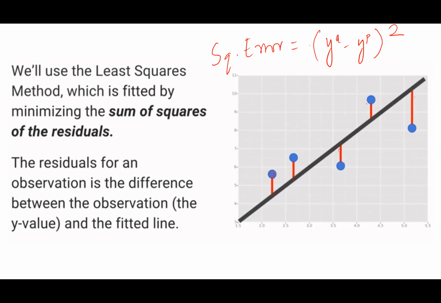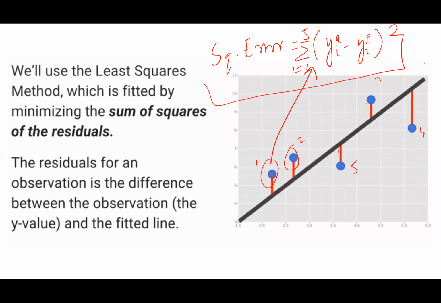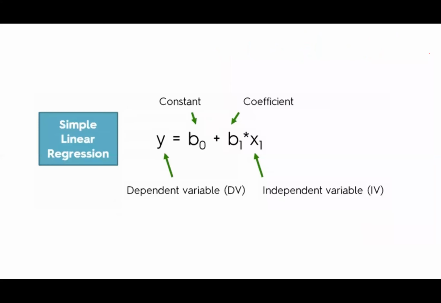This is for each data point. For this point, this is my error. For this point the error will be one, then the second point, third point, fourth point, and fifth point. So I need to sum it, summation from i equal to 1 to 5 for all the values: y1 actual minus y1 predicted, y2 actual minus y2 predicted, take the square. And now I have to minimize this whole sum, whatever is coming.